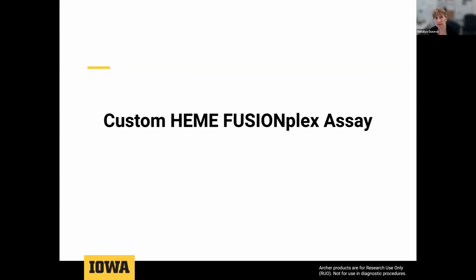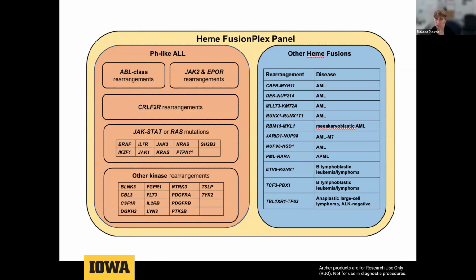Another interesting panel which we had experience with is the custom heme FUSIONPlex assay. I will not describe our validation here because we already went through this. It performed really well in validation. This assay was formulated for detection of fusions in Ph-like ALL samples, and also for other heme malignancies. As you can see, we use it for AMLs and for some different types of B-ALLs. But I want to share one interesting finding here.